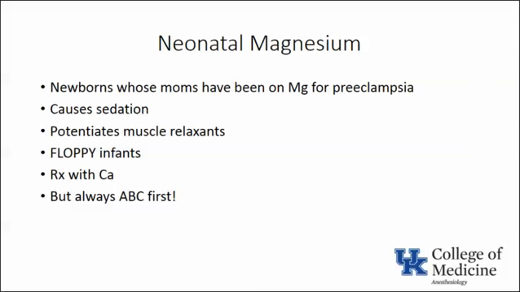Hypermagnesemia. This can be seen in those neonates whose mothers have received magnesium, especially for treatment of preeclampsia. When you see this child who has hypermagnesemia, they are floppy, sedated, and when you use muscle relaxants in these children, these muscle relaxants are highly potentiated. How do you treat them? Treat them with IV calcium. But remember, it's airway, breathing, circulation first, and then treat it with calcium ions.